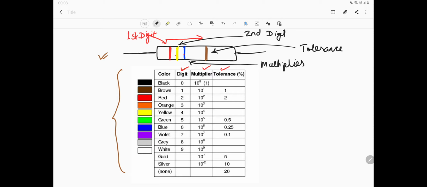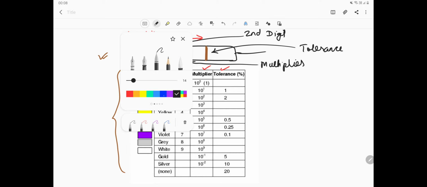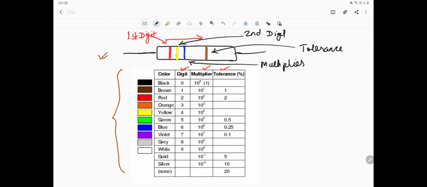So I can say that if I need to write the resistance of this, then I will look at the color, red color. So red color means 2, so I'll write down 2. Then we have yellow color means 4, then I will write 4. Then comes the third color, which is nothing but the multiplier. So in the multiplier we have blue color, so we'll look for blue here. Blue is 10 to the power 6, so we'll multiply it by 10 to the power 6 and keep it in the bracket. And then we have this brown color.